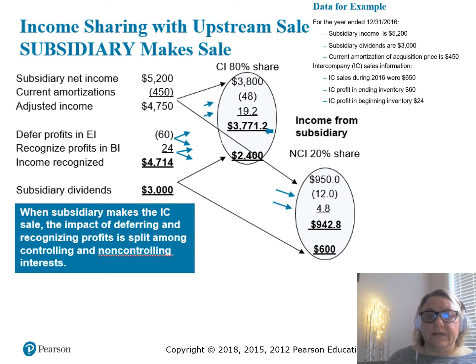Okay, so let's go ahead and take a look at the upstream sale. And hopefully it'll feel just like old hat. So the first thing we're going to do is match up the incomes like we did on the last one. All right, from the example, take the sub income, 5,200 right here.